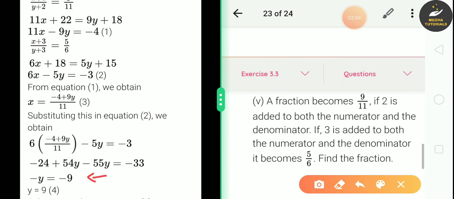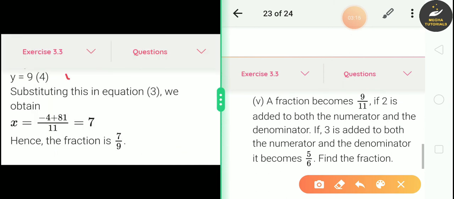Okay, then put this value in equation 3. So y is equal to 9, put this value in equation 3. So x is equal to minus 4 plus 81 upon 11. So minus 4 plus 81 is equal to 77, and 77 upon 11 is equal to 7. Therefore numerator is 7 and denominator is 9. So the fraction is 7 upon 9.